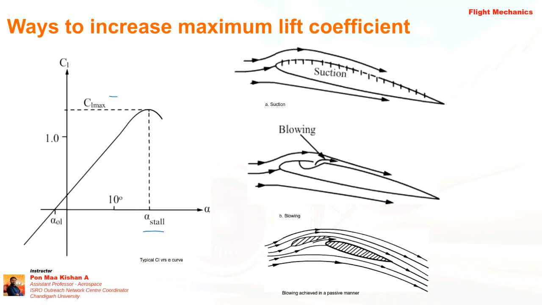So if you see here, the CL max is having a limit, right? Nearly 1.5. So the corresponding angle of attack is called alpha stall. Beyond that, the aircraft will fall into the stalling, and our lift will start to decrease. So it is having a limit.